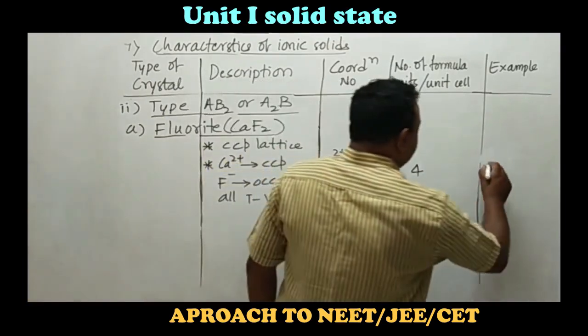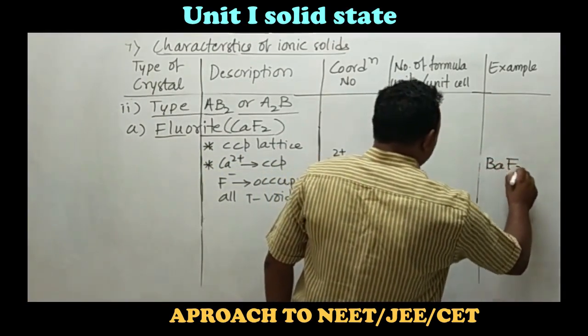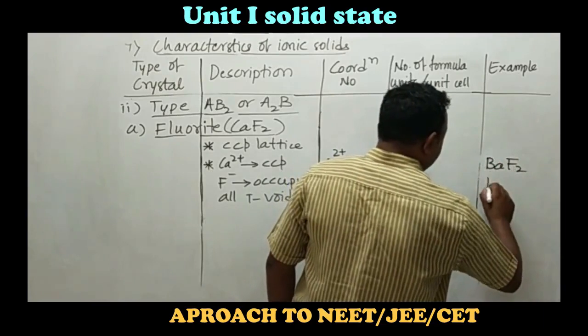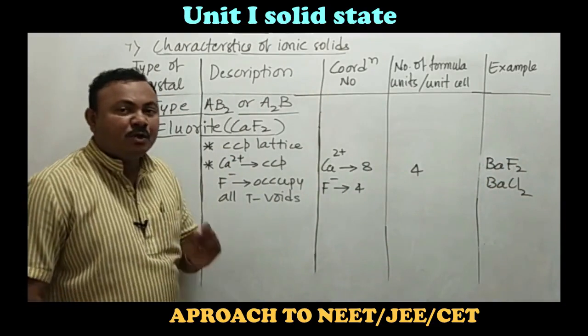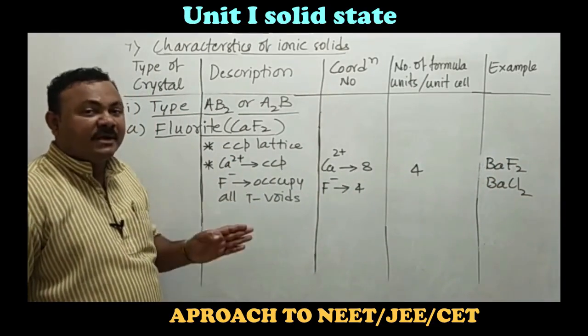We can take examples similar to calcium fluoride like barium fluoride, barium chloride. Calcium and barium both are group 2 elements. Easy to remember the examples.